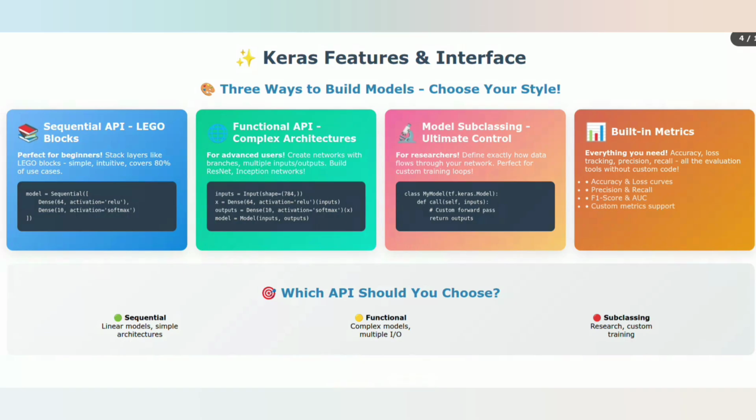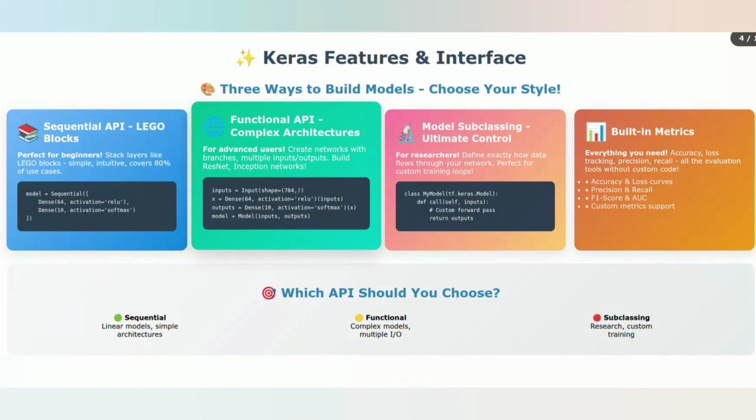But what if you need something more complex? That's where the functional API shines. Instead of a simple stack, you can create networks with branches, multiple inputs, or multiple outputs. See how different this looks? We explicitly define the input shape, then we apply layers by calling them like functions. This approach lets you create complex architectures like ResNet or inception networks.